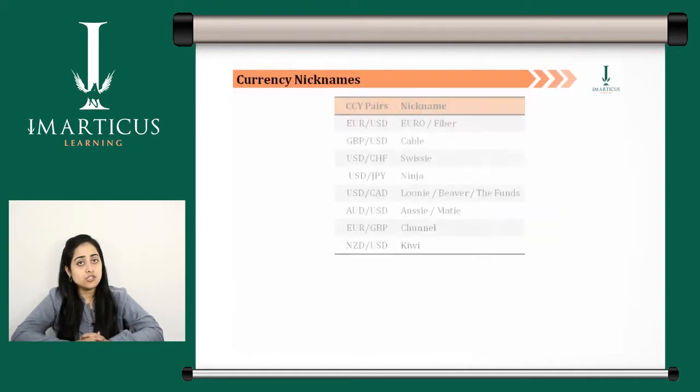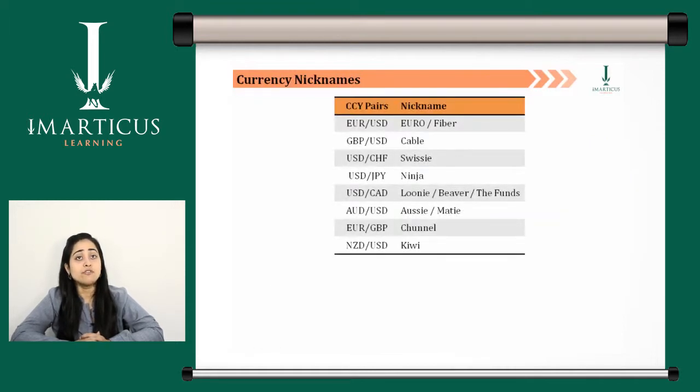The table shown on screen shows the famous nicknames of the various currency pairs around the world. For instance, the Great Britain pound to USD pair is known as cable, USD to JPY is known as ninja, and so forth.